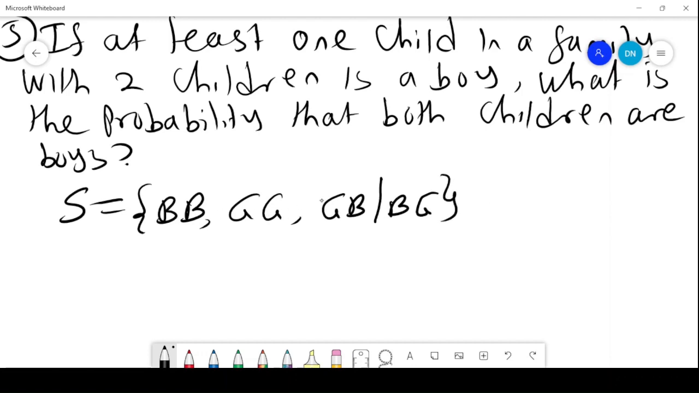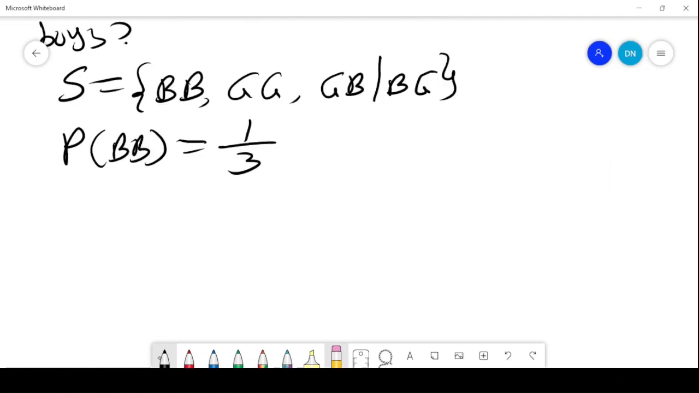And so we have 3 outcomes. So the probability that both are boys is the probability of a boy over the total possible outcomes. Therefore, the probability that both of them are boys is 1 over 3.